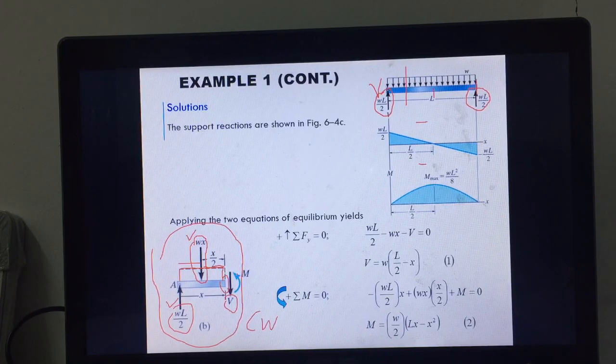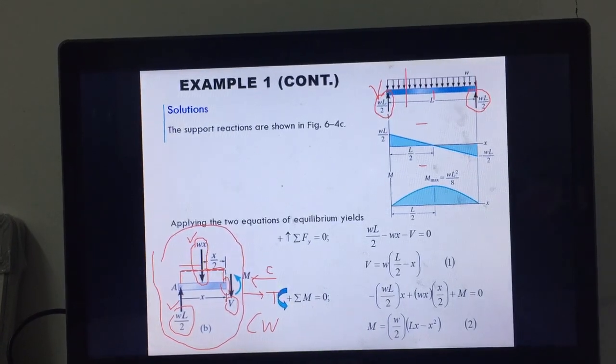Alright, while the positive M, positive internal bending moment, will cause the bottom part to be in tension, the top part will be in compression. So these two are the positive sign conventions. So the rest is actually just maths.